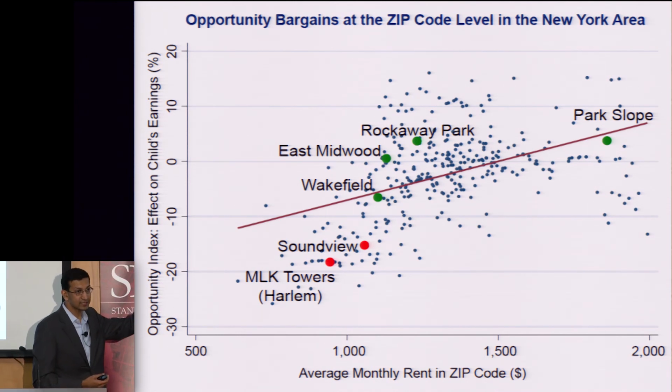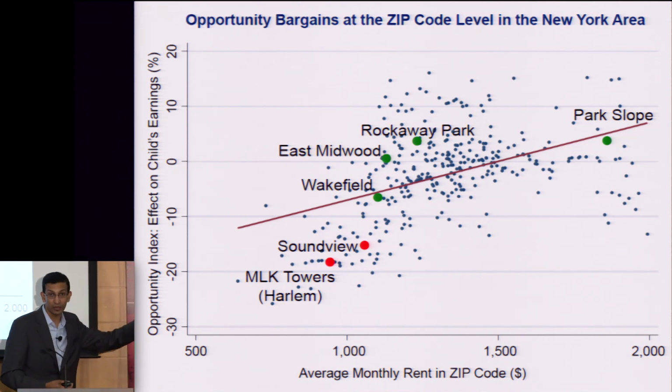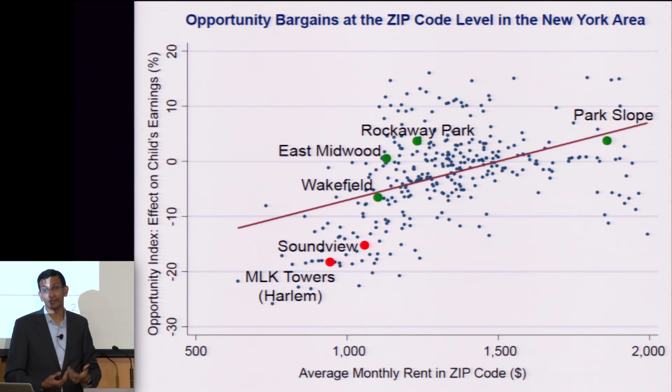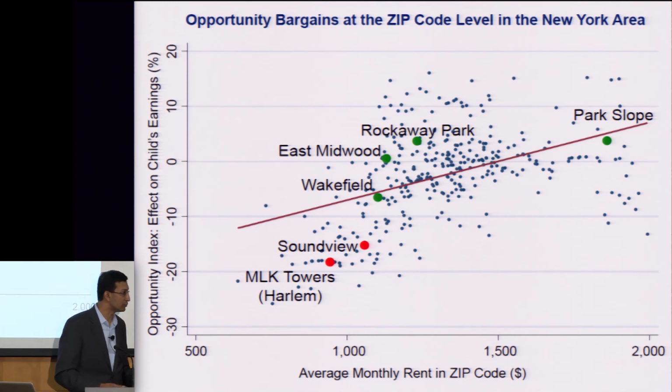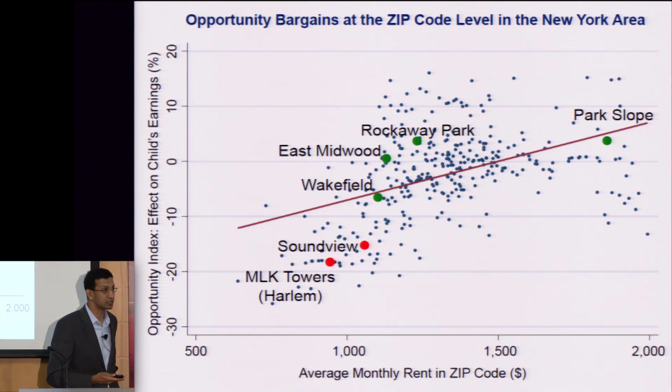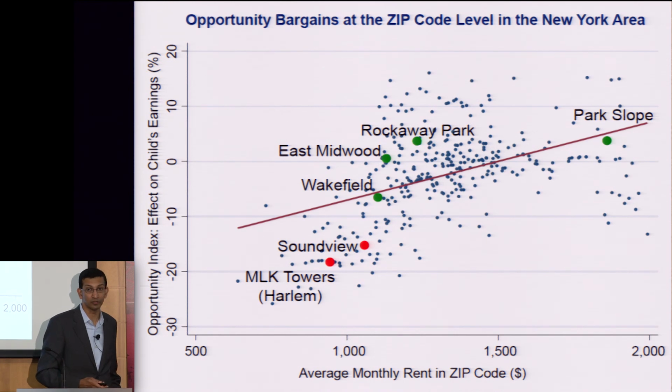And that, I think, is the type of place where Section 8 voucher holders could potentially go in order to really see improvements in their kids' long-term outcomes. So I think there's a real potential to improve children's outcomes here using this approach of moving to opportunity.